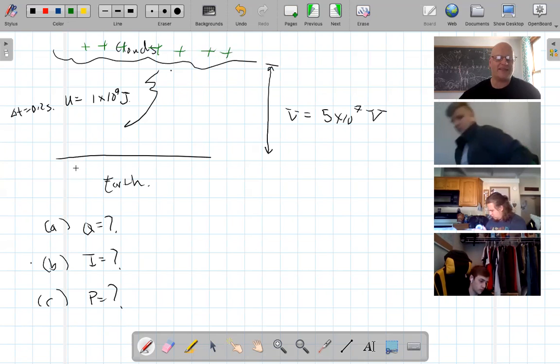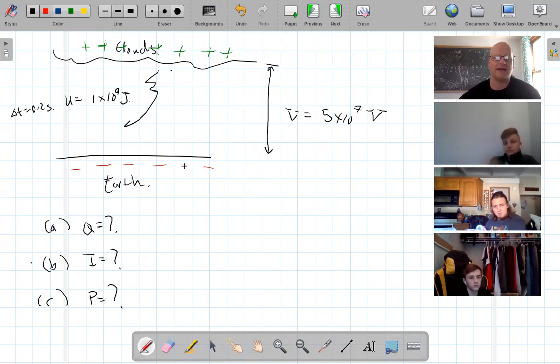The ground is basically an effective reservoir of negative charges, so the Earth becomes negatively charged. So I have a positive plate here and a negative plate here. This is basically a parallel plate capacitor. Between the clouds and the Earth, I have a parallel plate capacitor, which ends up with a potential of 5 times 10 to the 7th volts, which then causes ionization of the air. So I have a breakdown of the potential.